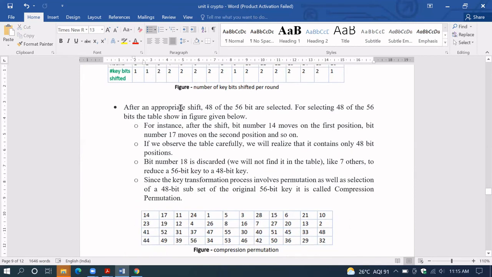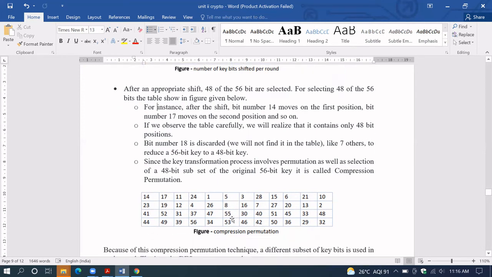After an appropriate shift, 48 of 56 bits are selected. For selecting those 48 of the 56 bits, the table is shown below. After the shift, bit number 14 moves to the first position, bit number 17 moves to the second position, and so on. 3 in 11th, 4 in 24, and so on.